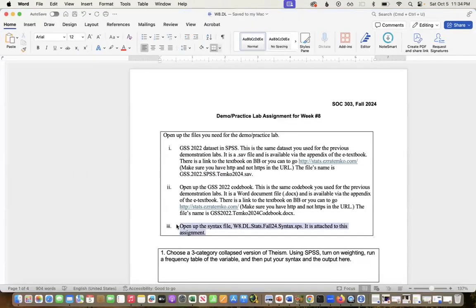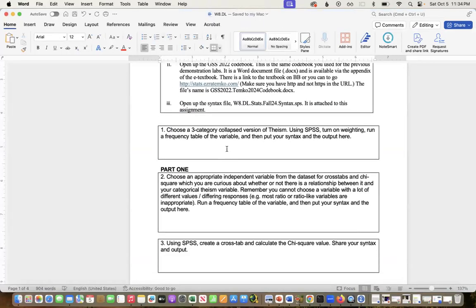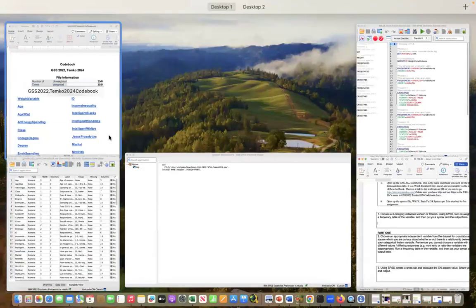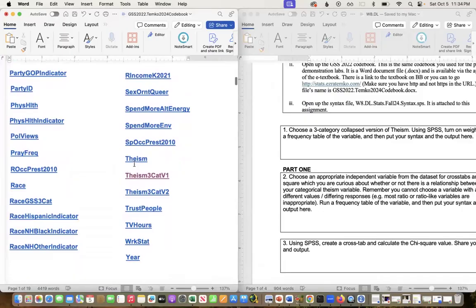Besides the syntax file, we need the same GSS codebook and data set that we've been using for demo labs. Okay, so for crosstabs, we're using categorical variables, and it's going to be easier to make comparisons if we're using ones that don't have too many categories. And so we're going to use theism again, and we could use the full one here, but we're just going to use a collapsed version.